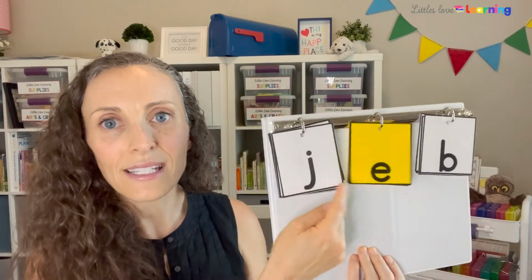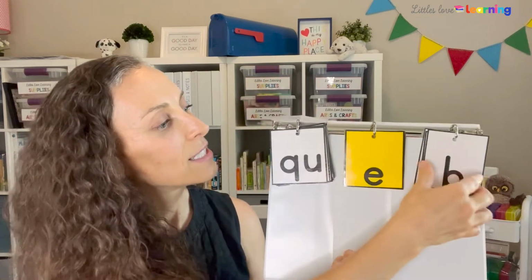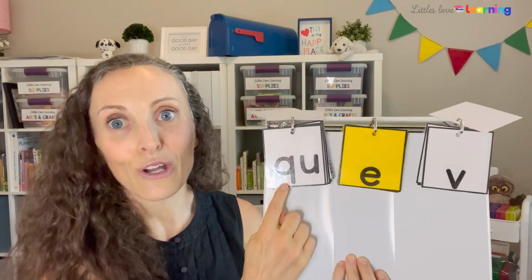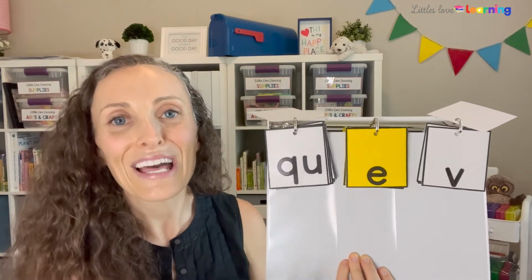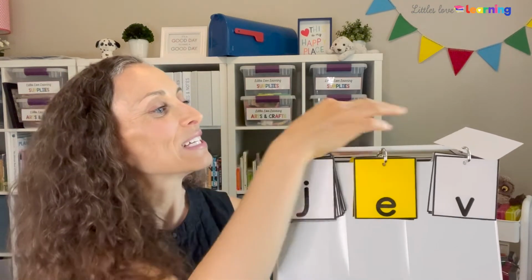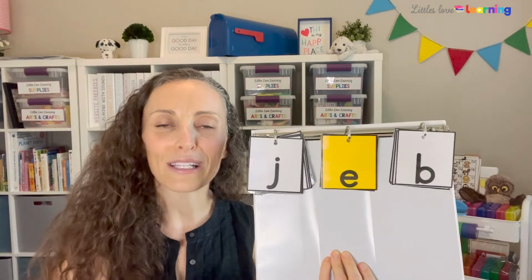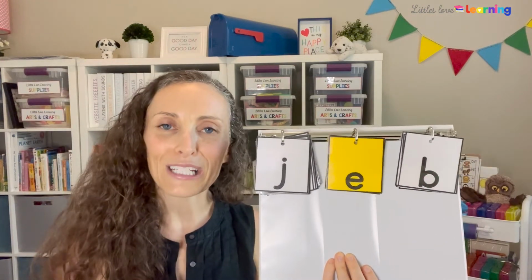You would have the consonants and the vowels, and then you would flip, and you would have them make different words. Now you'll notice the Q and U are together because together they say qu. But that's a whole nother video. But these are really great for blending, and they are free to download. You can go to littleslovelearning.com and you can get your own copy.